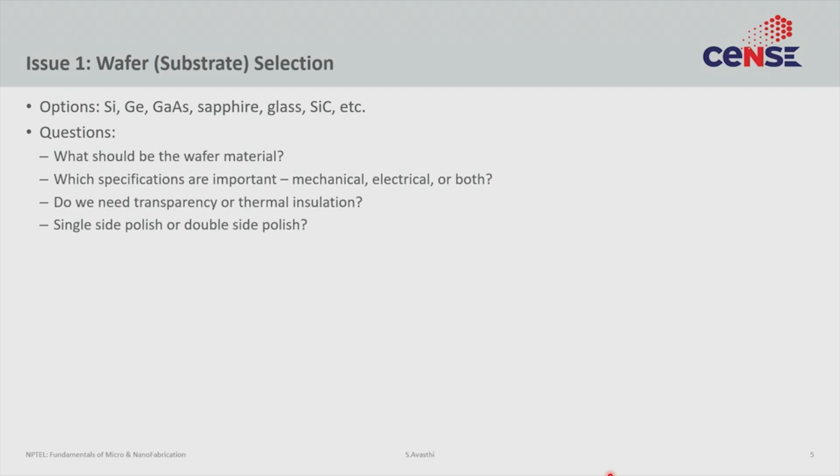It's very important, for example, if you can make gallium nitride on silicon, you can make gallium nitride on sapphire. You can make gallium nitride on silicon carbide. Which one should you choose? It depends on your application and specifically thermal load. Do you want single side polish, double side polish? If you are just planning to do lithography on one side of the wafer, maybe single side polish is enough. But if you are planning to do lithography on both front and back, maybe you should start with a substrate that is double side polished.